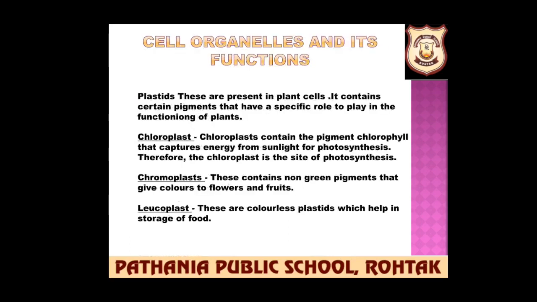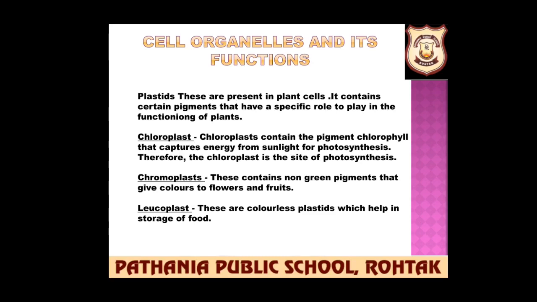Now moving on to the last organelle, that is plastids. Plastids are present in plant cells only. They contain certain pigments, that is, coloring pigments. These have a specific role to play in the functioning of plants. First one is chloroplast. These are green plastids. They contain chlorophyll which helps in photosynthesis.